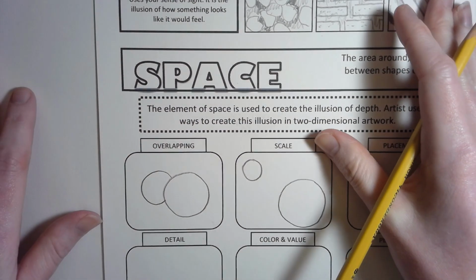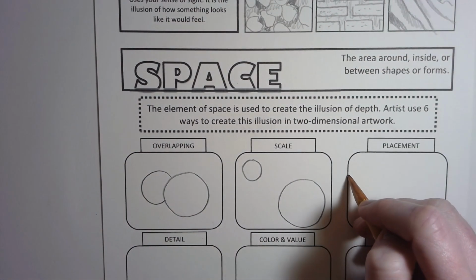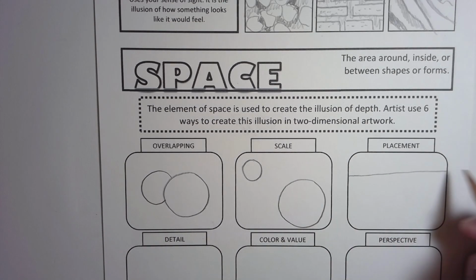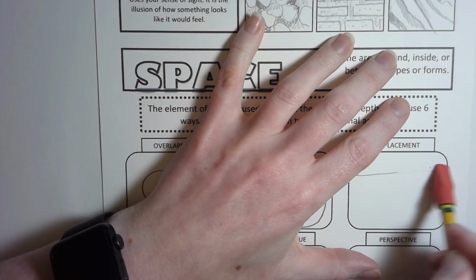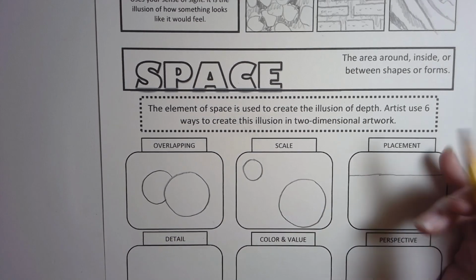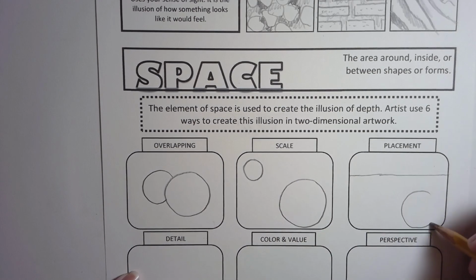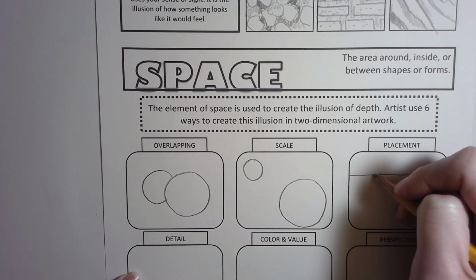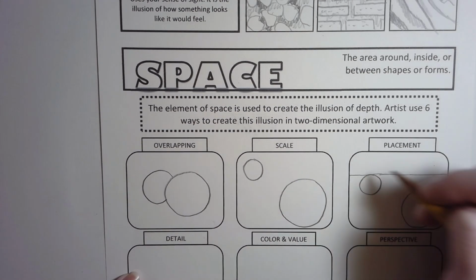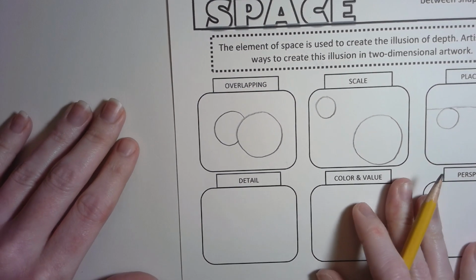Placement is really helpful when you have landscapes or seascapes or any kind of outside drawing. So you have your horizon line, and that's the line where the sky meets the ground. And objects that are farther away are going to be closer to the horizon line. And they're going to be a little bit smaller.